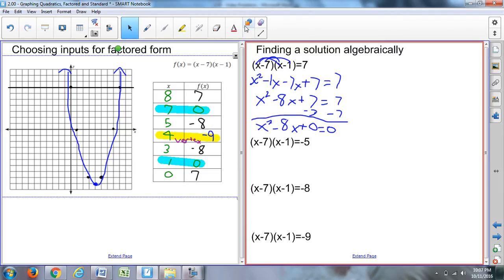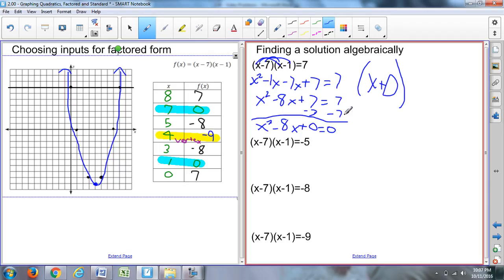So that means our factor pairs would be x plus 0 as one of them, because I'm multiplying to 0. Well, it has to add to negative 8, so the other would have to be x minus 8. And these equal 0. So either x plus 0 is 0, and to make that true, x is 0. Or x minus 8 is 0, which for that to be true, x is 8.